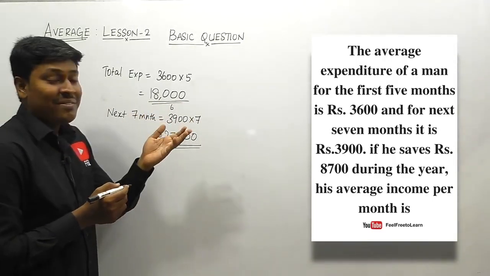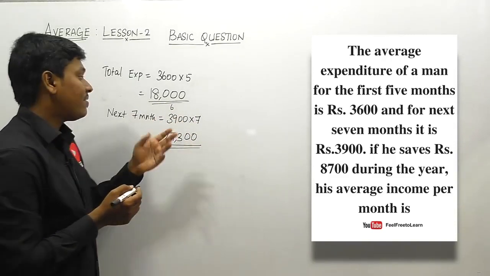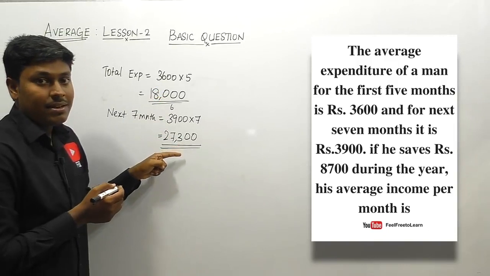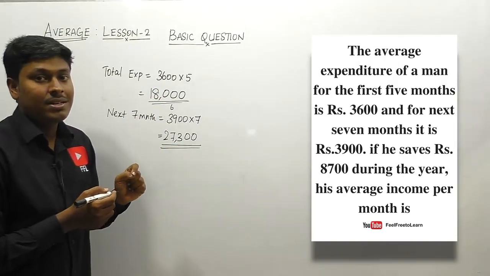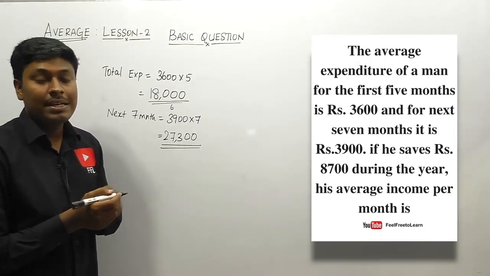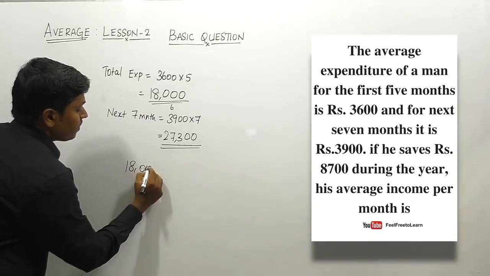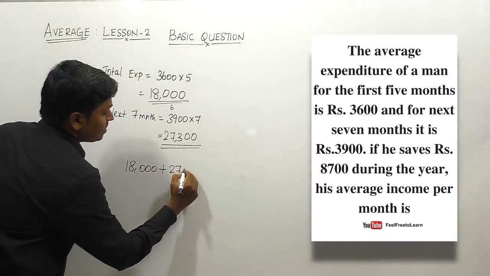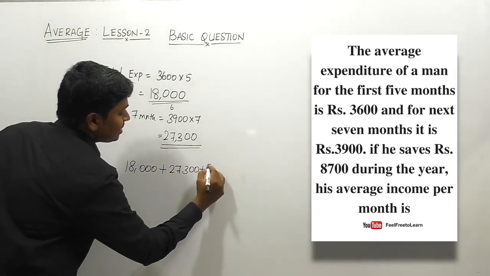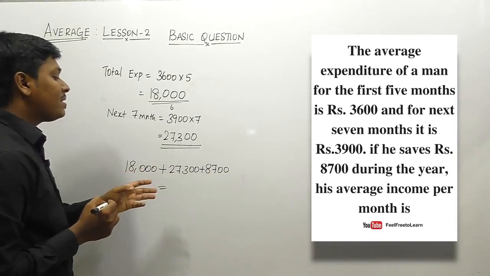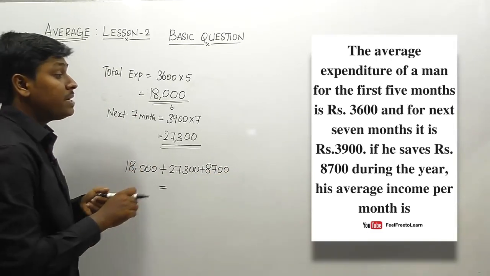So friends, his savings will be 8,700. So we can definitely say that when we add 18,000, 27,300 and his savings of 8,700, the result will be the total income for the complete 12 months. So 18,000 plus 27,300 plus his savings of 8,700. If we add all the values, the result will be the total income for the complete 12 months.